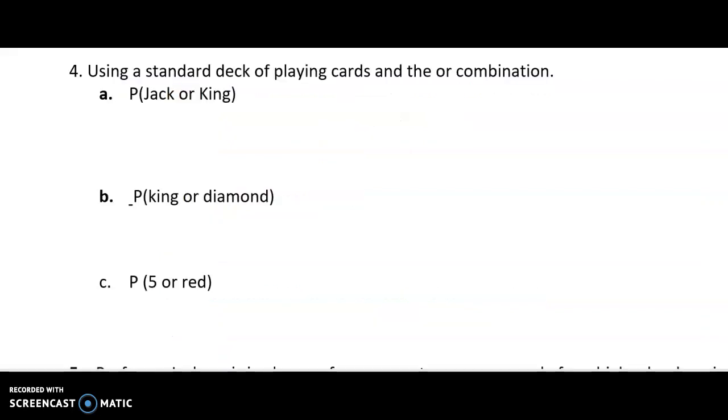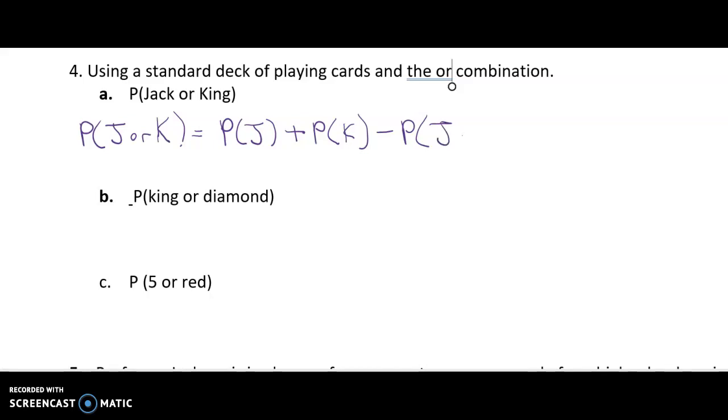C. Question 4, we're going to use our standard deck of playing cards. Remember, you have some notes on the standard deck of playing cards in a previous section here, and you can use it as reference. So we want to find the probability of getting a jack or a king when you draw one card from a deck. That's going to be equivalent to the probability of getting a jack plus the probability of a king minus the probability that you draw a card that's both a jack and a king.